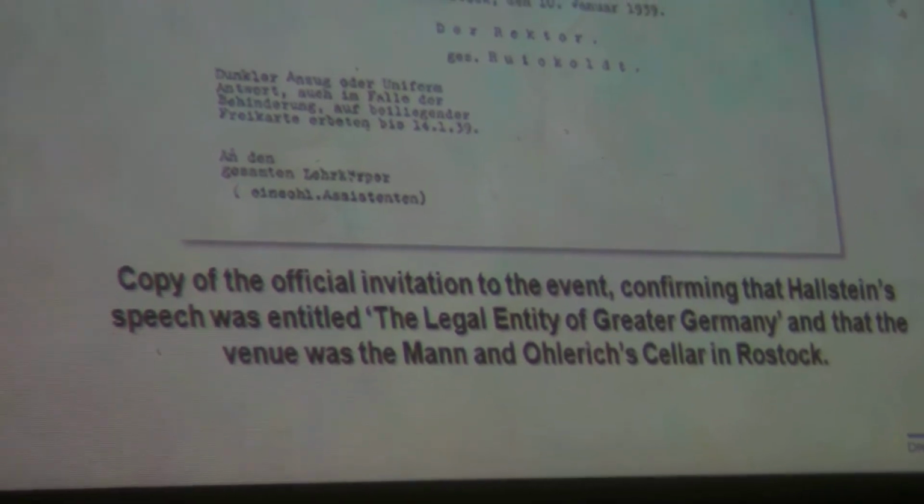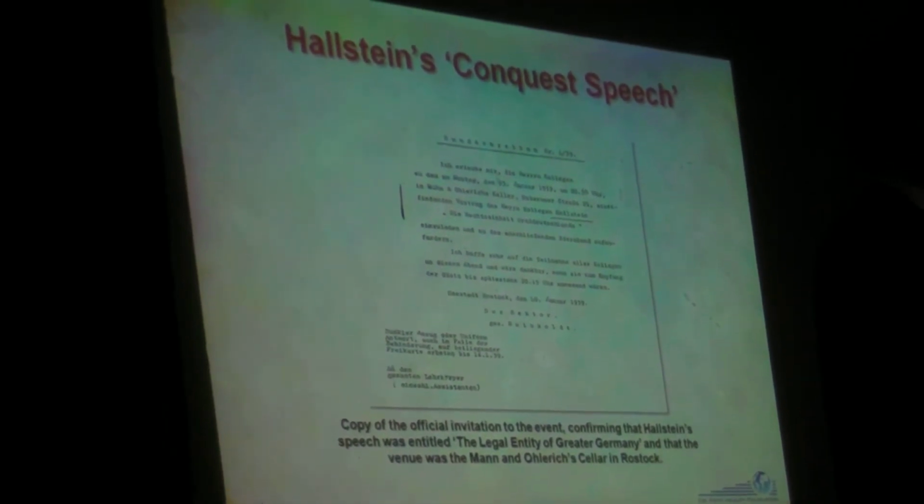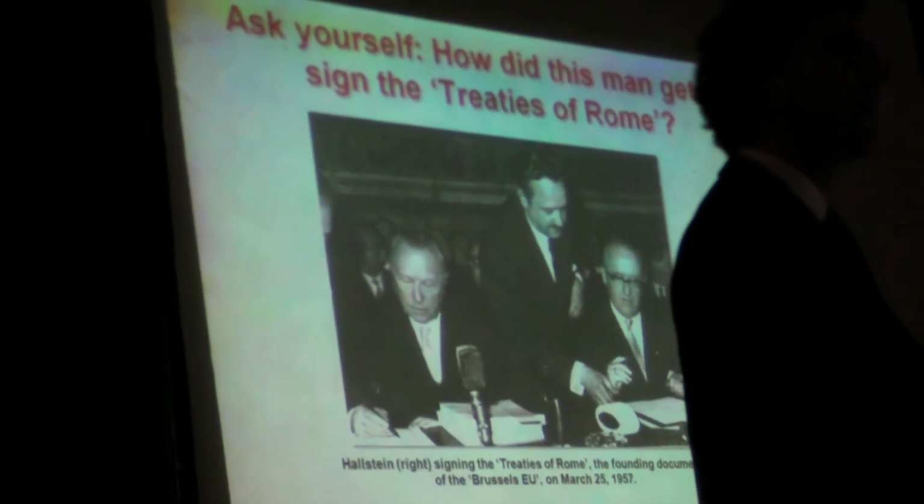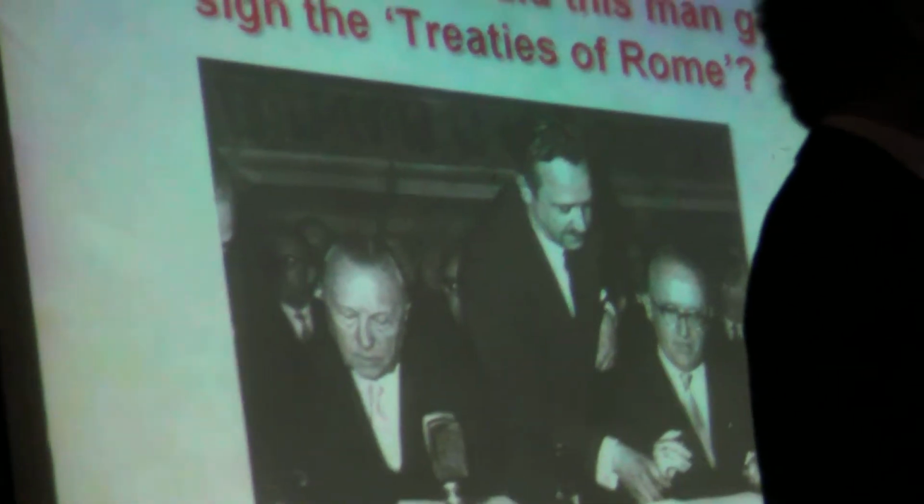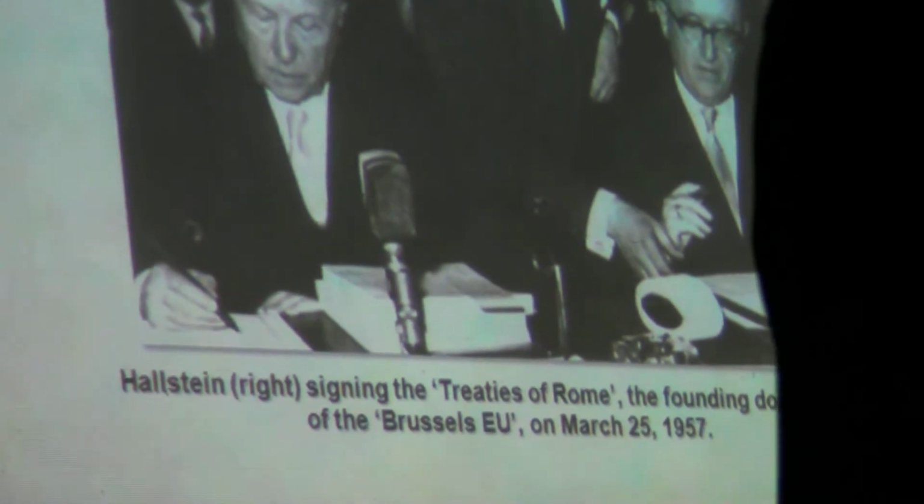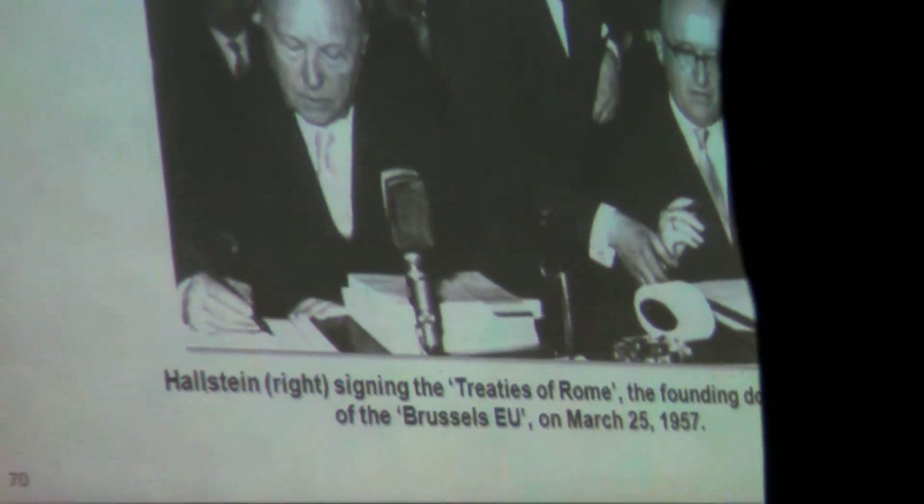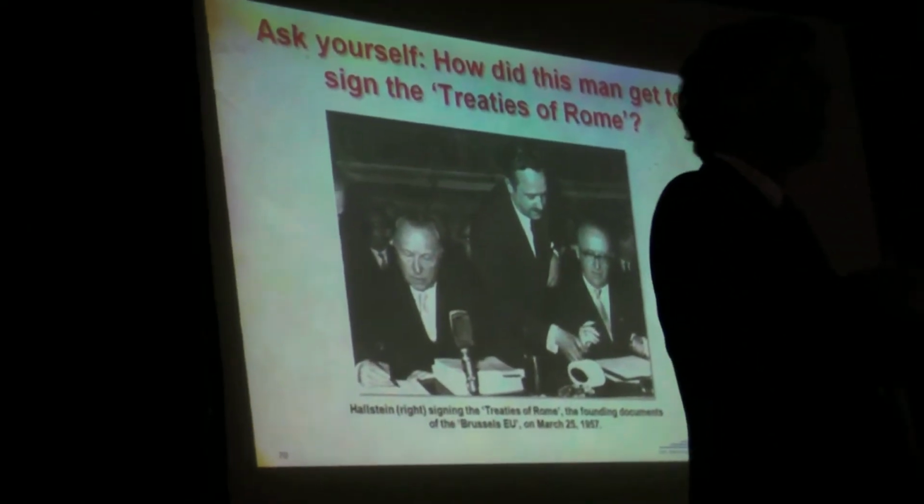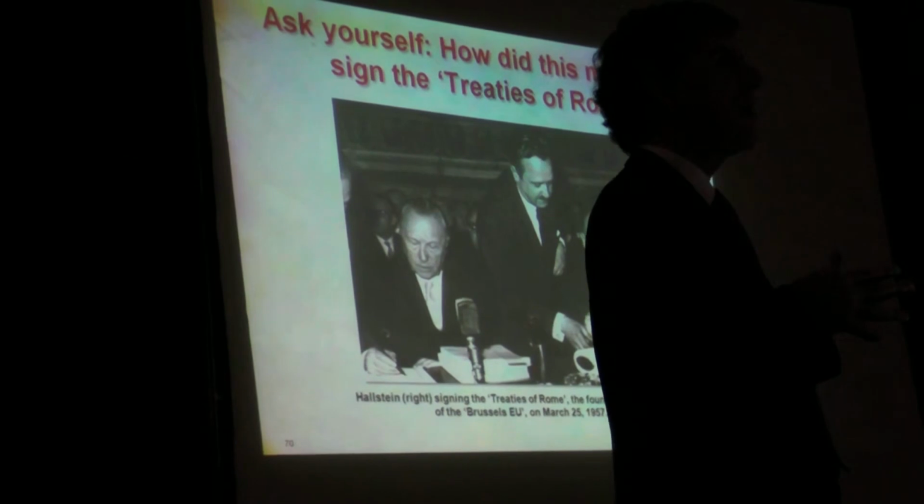Hallstein achieved a notoriety, in fact. He was seen as a loyal Nazi for saying these things. The question then we have to ask ourselves is this: how did this man come to sign the Treaties of Rome? The Treaties of Rome were the treaties that created the European Union. We see him sitting there with a pen in his hand, poised to change Europe at the stroke of a pen. How could a man with these beliefs, these ideologies, end up as the founding president and chief architect of the European Union?